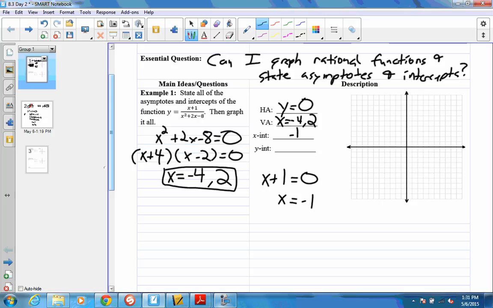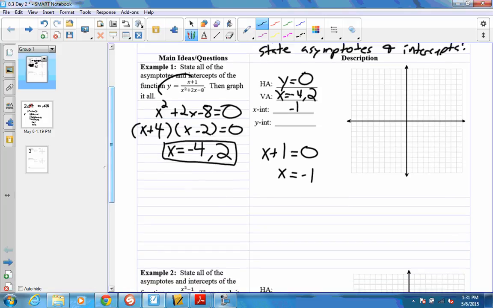All of them. Guys, listen up: when you're finding y-intercepts, I'm not worried about top or bottom anymore. I want to do the entire original equation. So take this whole thing, plug in 0 for x. So y equals 0 plus 1 over 0 squared plus 2 times 0, which is just 0, minus 8. So that's 1 over negative 8.